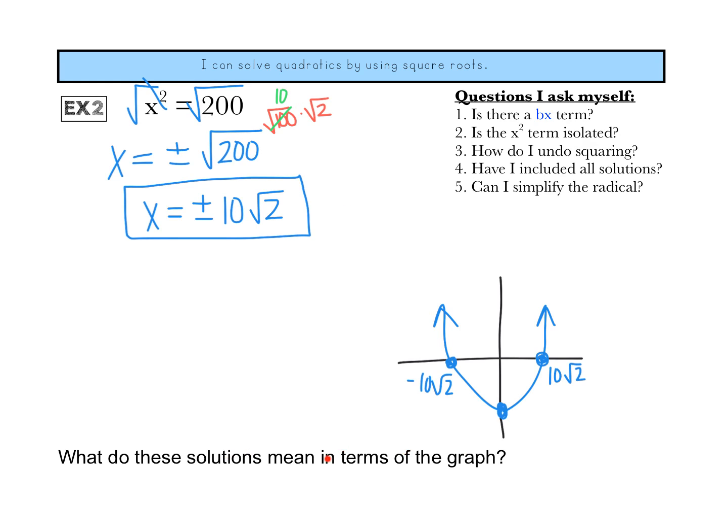So what does that mean on a graph? That means that at 10 root 2, which is 14.14, this graph is essentially crossing at 14.14 and negative 14.14. That's what that means on a graph. So I can always double check my answer by graphing it.